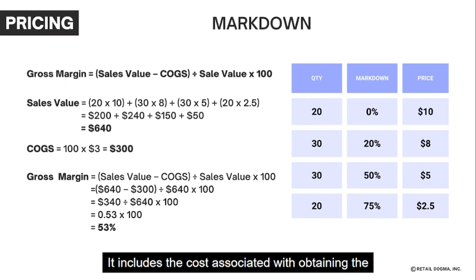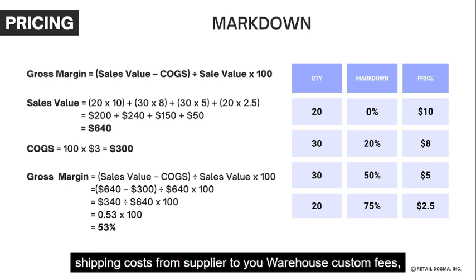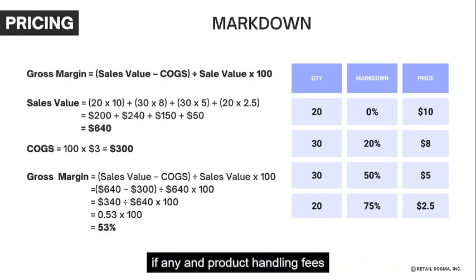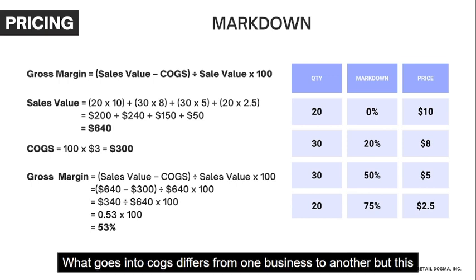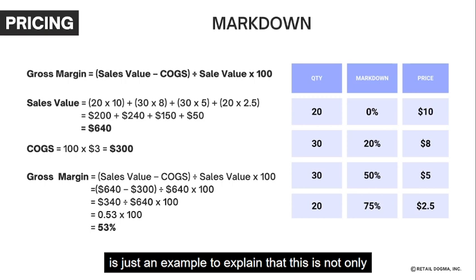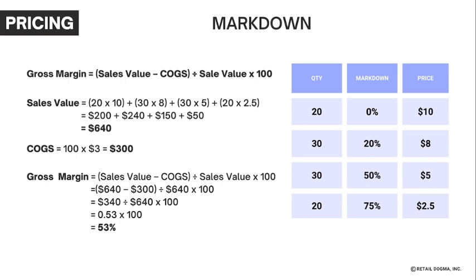Just a quick note regarding COGS. It includes the cost associated with obtaining the product until it reaches your warehouse and is ready to be displayed on the floor. This could include the shipping costs from supplier to your warehouse, custom fees, if any, and product handling fees such as labeling and tagging. What goes into COGS differs from one business to another, but this is just an example to explain that this is not only the manufacturer's cost price.